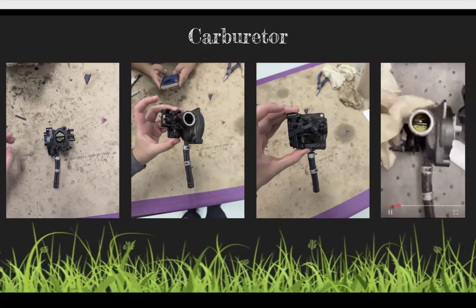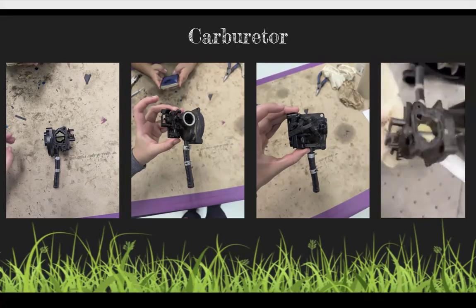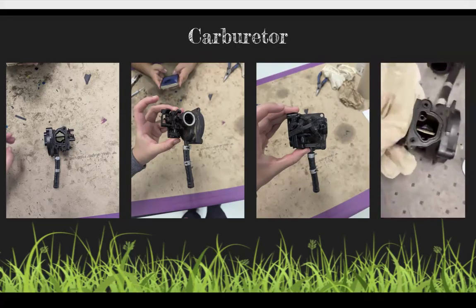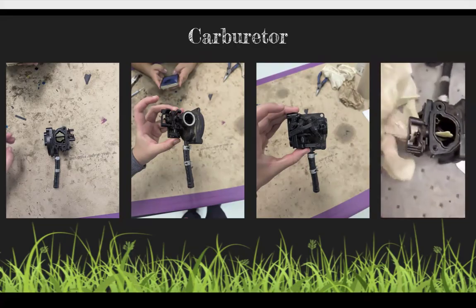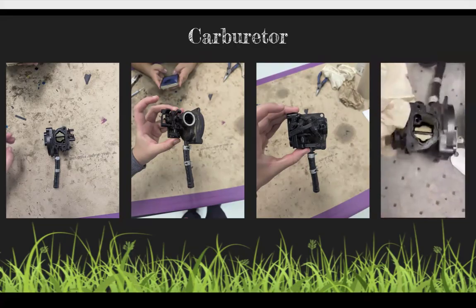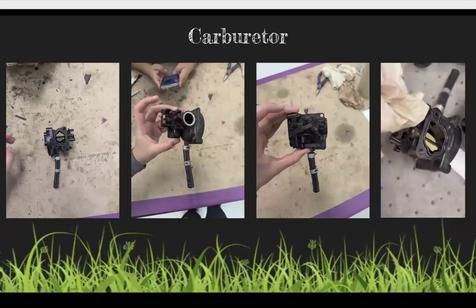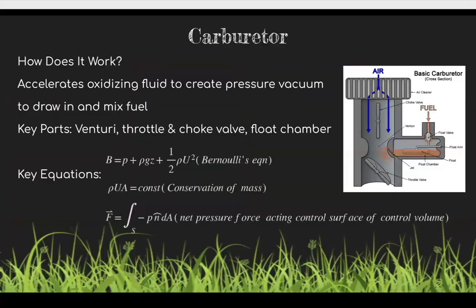Seen in the four-stroke engine, there's an air-fuel mixture that is brought into the combustion chamber during the intake stroke. The carburetor's role in this case is to create this air-fuel mixture before it goes into the chamber by mixing the fuel with the air stoichiometrically. The carburetor creates the air-fuel mixture by accelerating the oxidizing fluid, which decreases the pressure of the fluid and creates a pressure vacuum that draws in fuel.